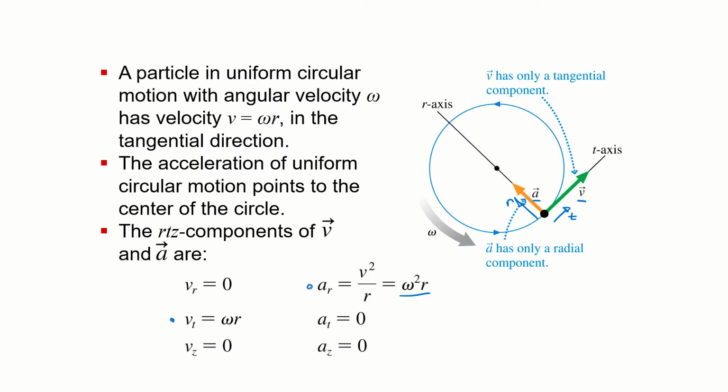In the tangential direction, the velocities are zero in every direction except for that tangential direction. So when we have something moving at a constant speed in a circle, we immediately see that the accelerations in the RTZ coordinate system are zero tangentially and zero in the Z direction. So our F net equal to mass times acceleration becomes much easier to handle in this situation. The only coordinate where a is non-zero is the radial coordinate.